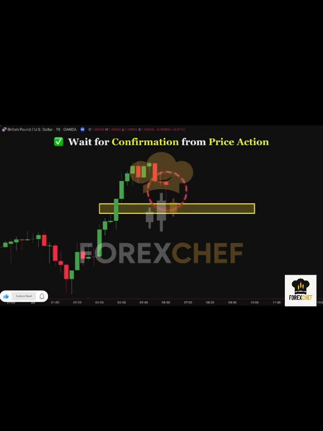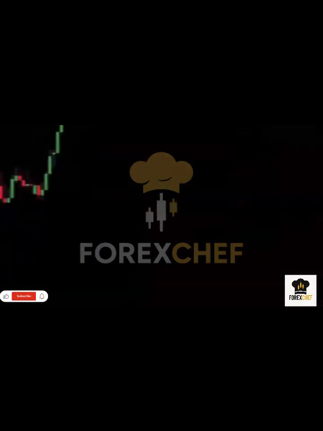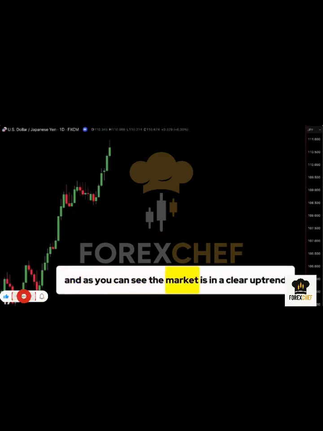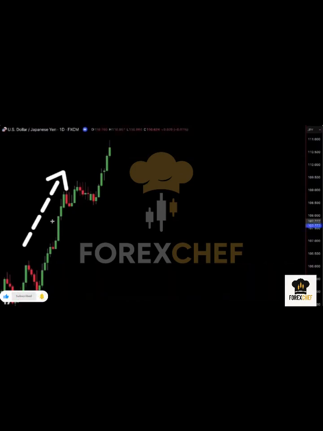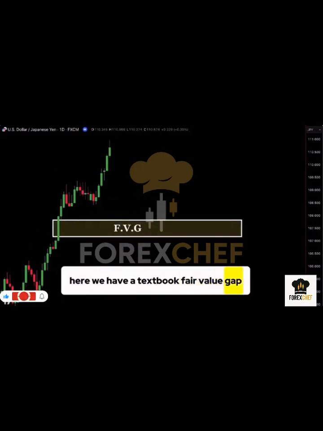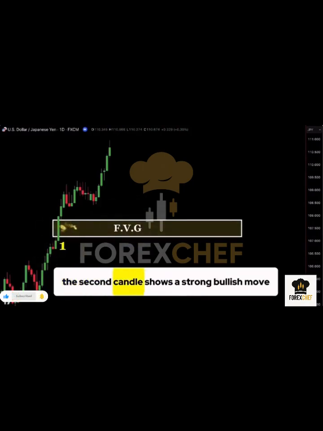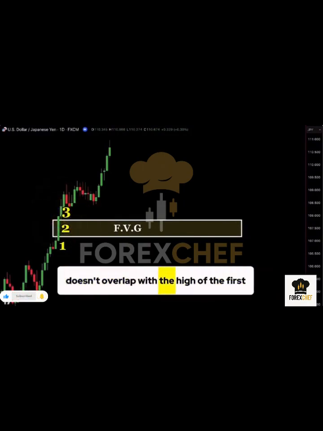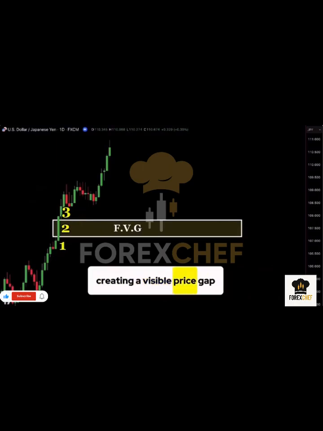Smart money reacts with intent. So should we. Now let's look at a chart example. This is the US dollar JPY daily chart, and as you can see, the market is in a clear uptrend. Here we have a textbook fair value gap. This is the first candle, the second candle shows a strong bullish move, and the third candle's low doesn't overlap with the high of the first, creating a visible price gap.